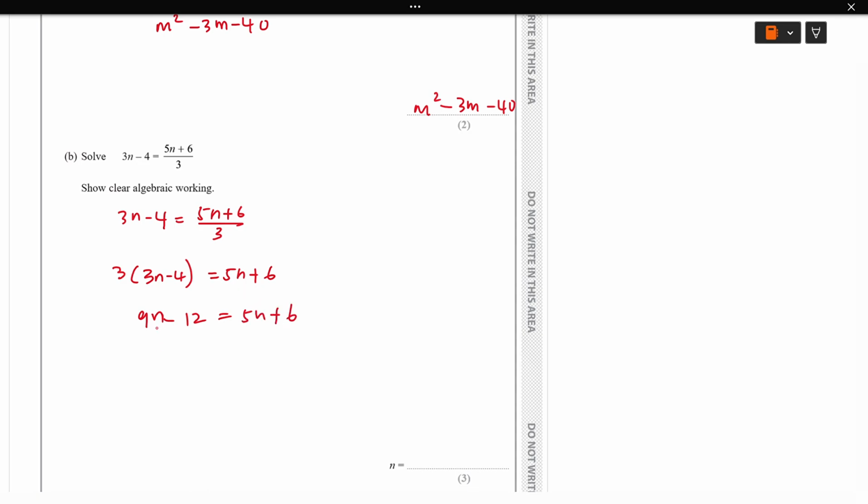Okay, so I'll rearrange the terms. I'll bring this 5n to this side, so 9n minus 5n. Then I'll bring 12 to this side. 12 is already negative, so when it comes to this side it's 6 plus 12. It is going to be 9 minus 5, 4n equal to 18. So n equals 18 over 4. We can divide by 2 to get 9 over 2. So n equals 9 over 2. That is the answer.